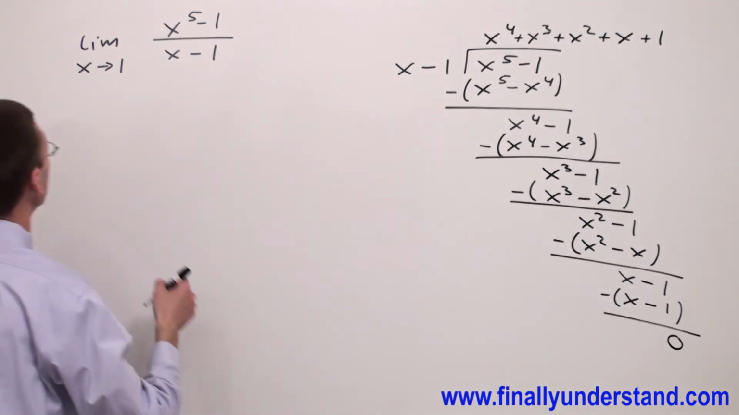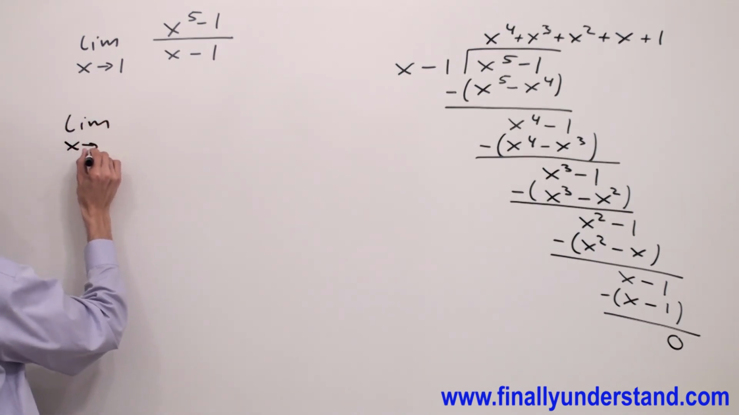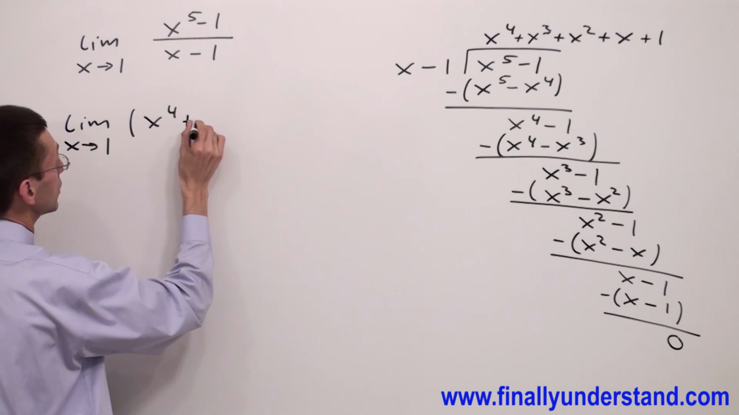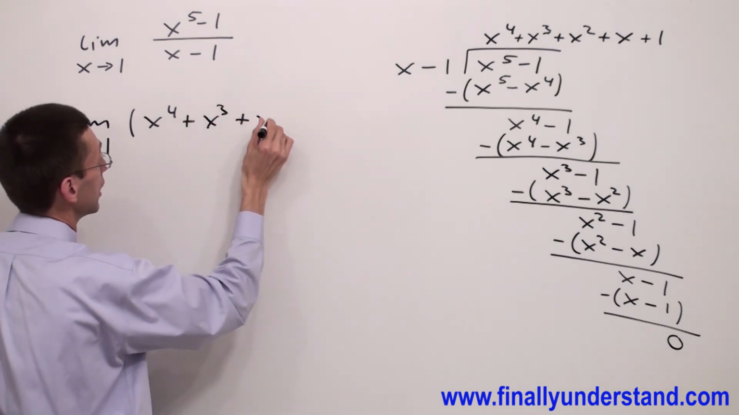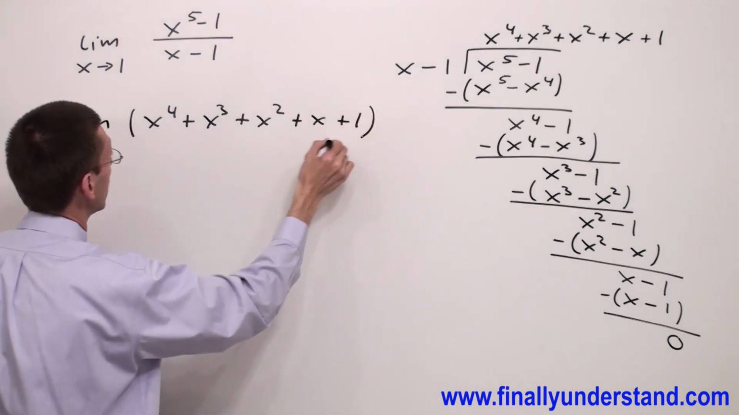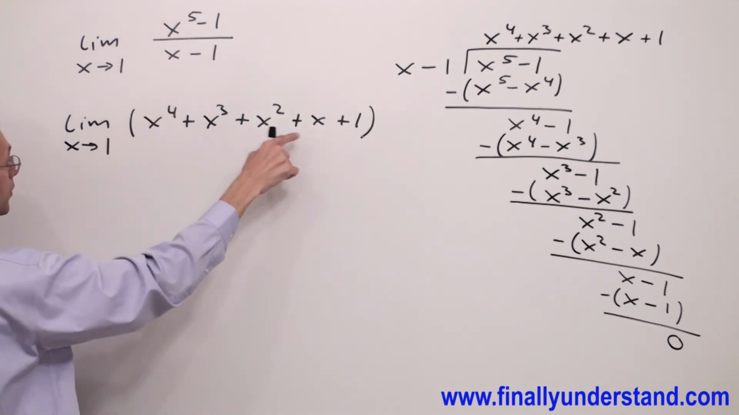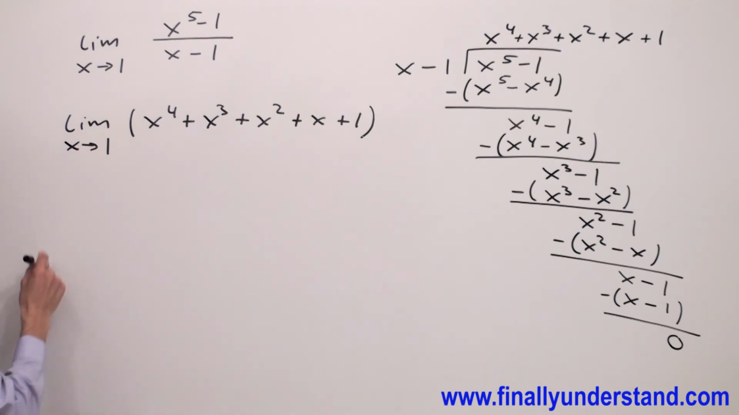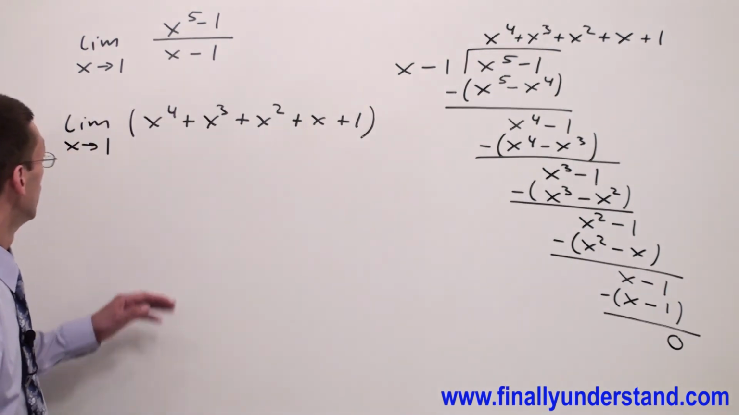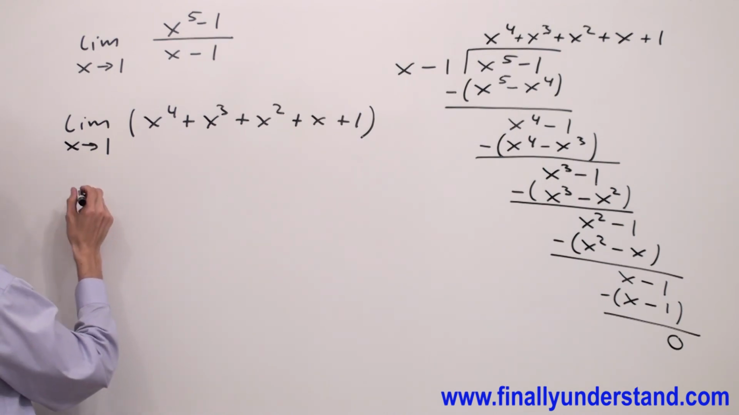So I can say that I have limit with x approaching to 1 of the polynomial x to the fourth plus x to the third plus x squared plus x plus 1. Because this term divided by this one gives me this. And if I have the limit of the polynomial, I simply replace every single x by the value to which x is approaching to.